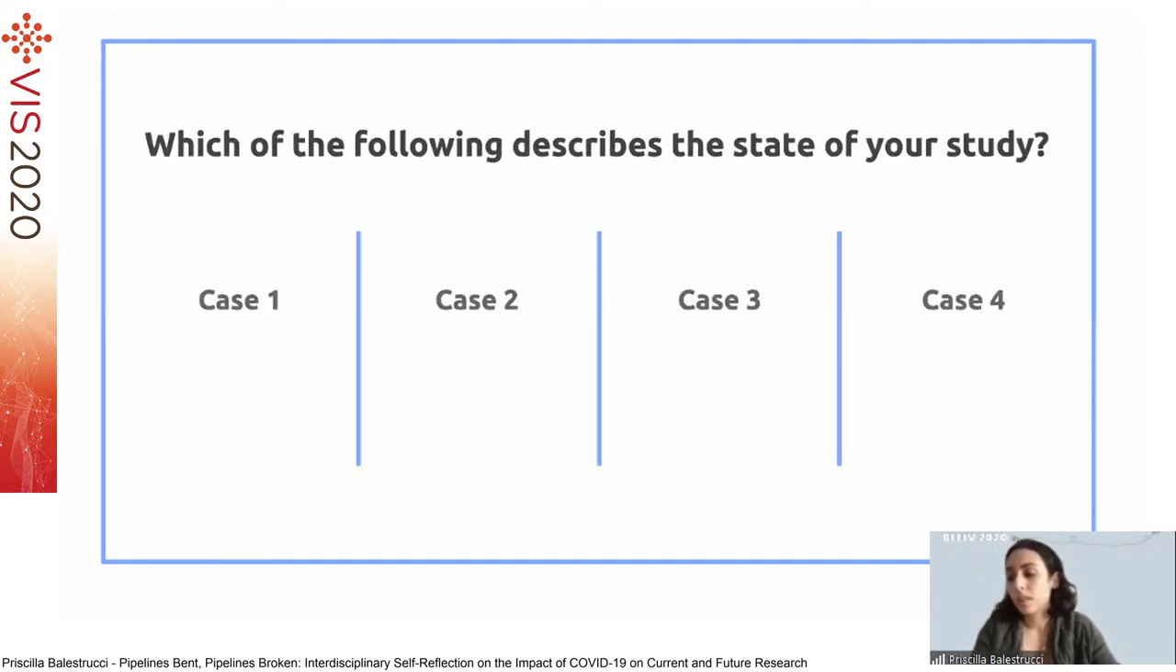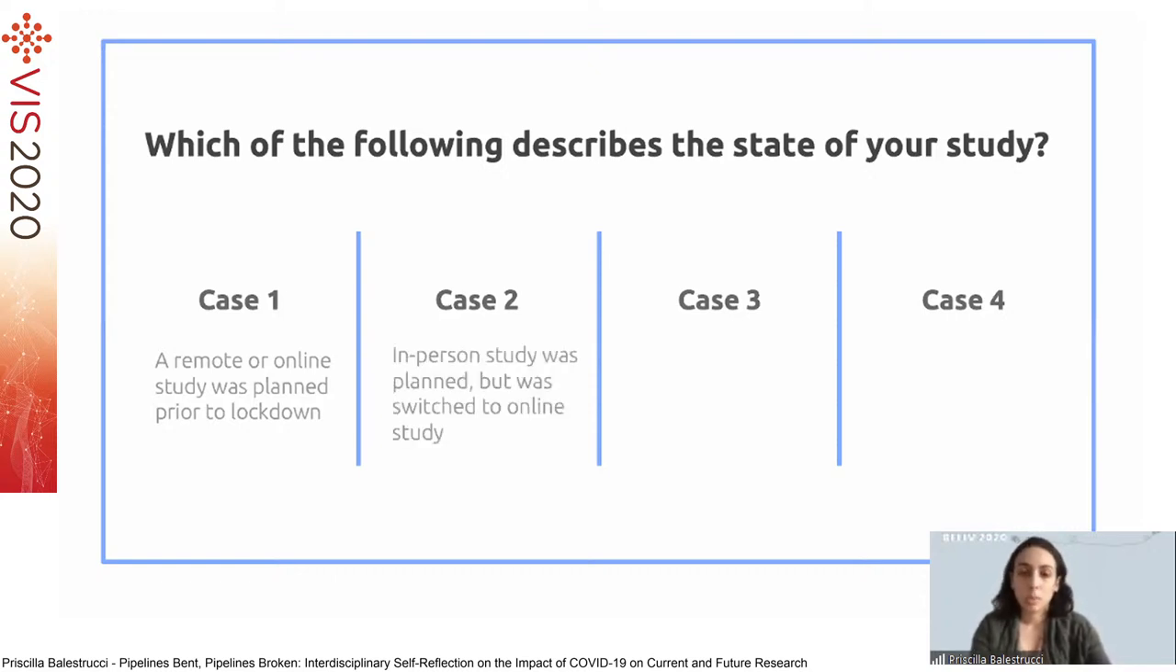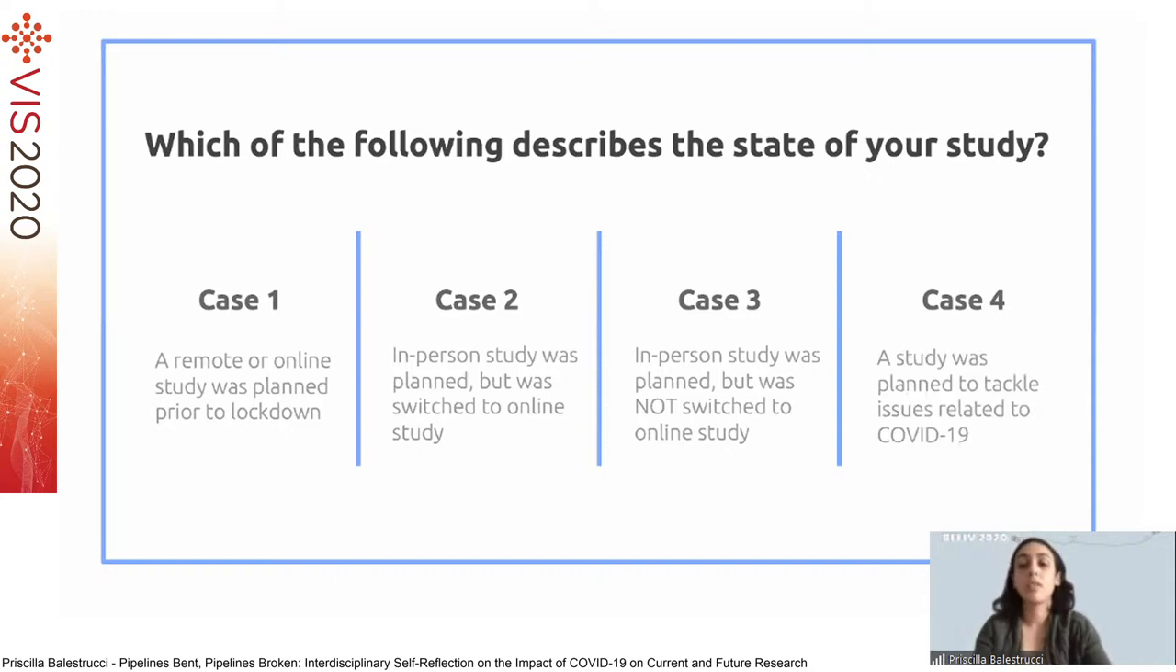So in order to understand how researchers responded to the pandemic, we decided to isolate four different cases. In the first case, we had those researchers that were already planning to do an online study prior to the lockdown. Otherwise, we had participants that were planning an in-person study in a research facility, but then they had to switch online or remote after the lockdown. Another case was of those researchers that were not able to switch to online or remote studies during the lockdown. And finally, we had those researchers that were planning to tackle issues that were directly related to COVID-19 and the current situation.